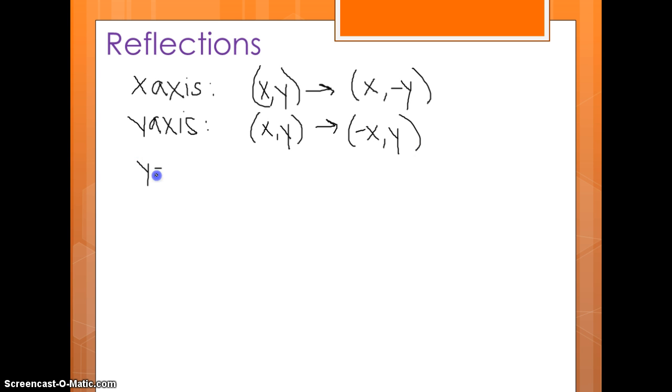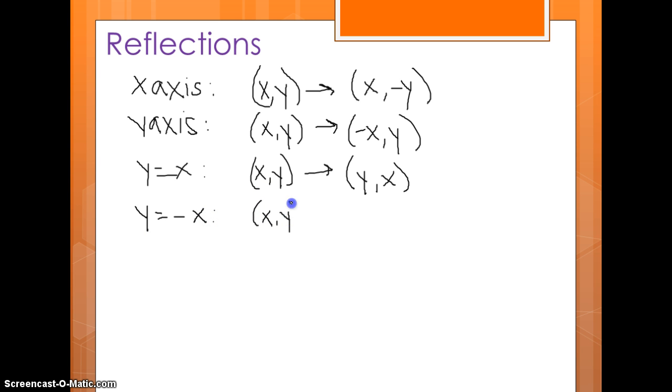We also did y equals x, which is a line. Reflect over the line y equals x, and in that case, our x, y just switch, and it becomes y, x. And we also reflected over y equals negative x, where they flip and become opposite signs. So we end up with negative y, negative x.